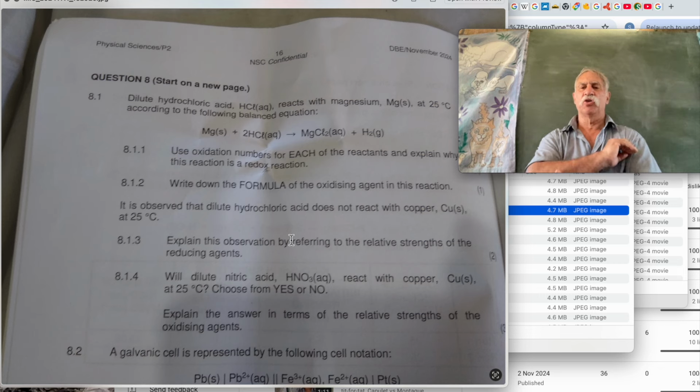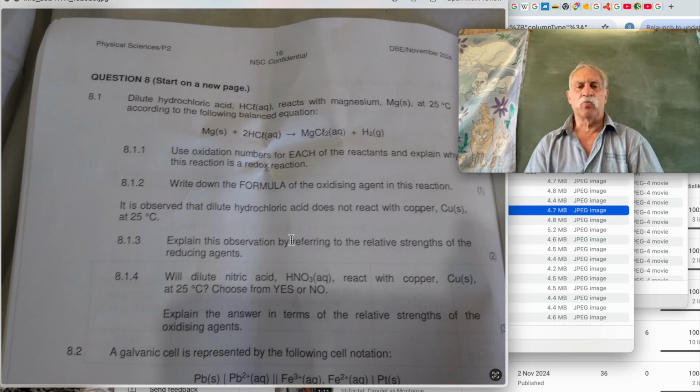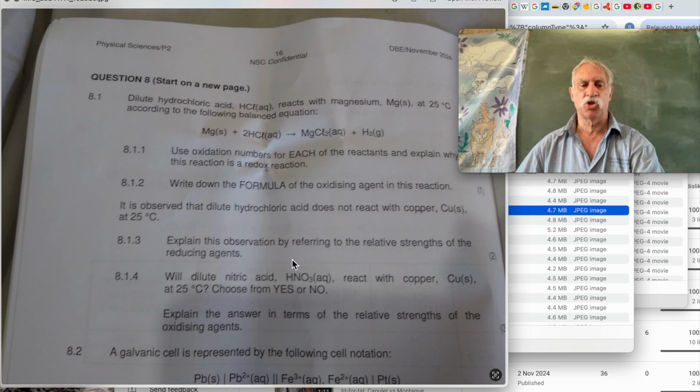For example, in your geyser, you've normally got magnesium as a sacrificial anode, and it will slowly decay away. That actually comes with another question. So knowing which are the oxidizing and reducing agents, and what is oxidized and what is reduced, is important, whether or not these reactions are important. Will dilute nitric acid react with copper, yes or no?